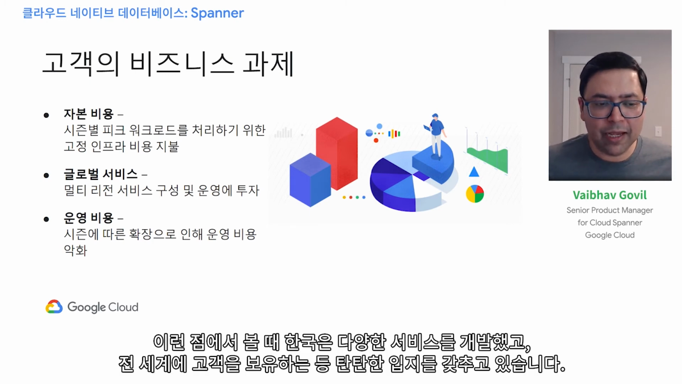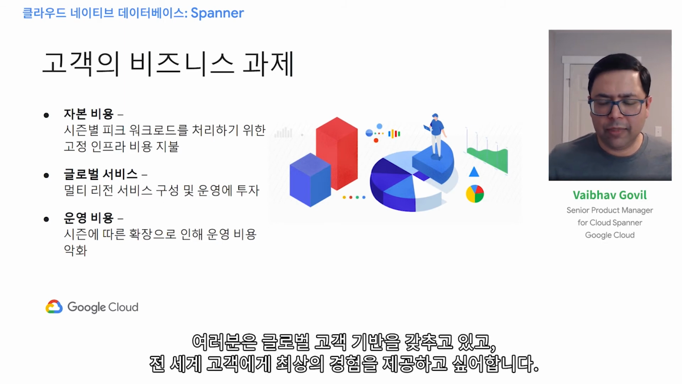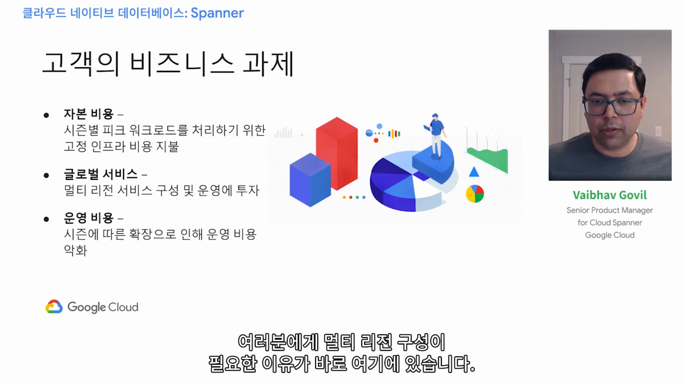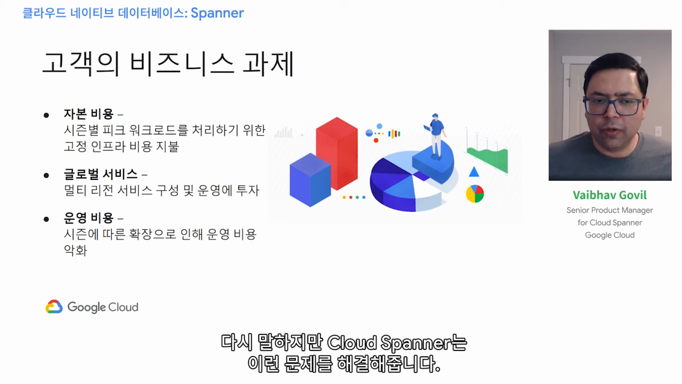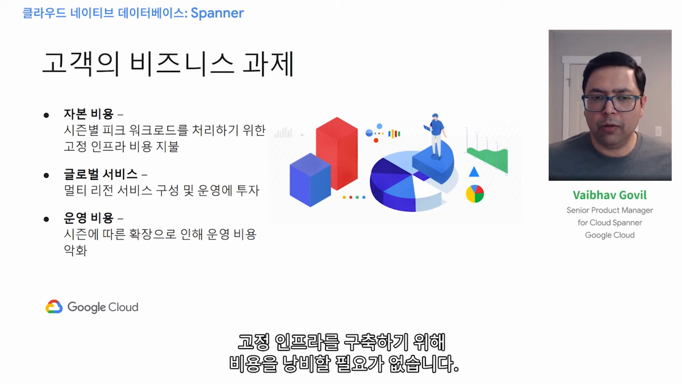Korea in this case has built a lot of services and has great presence. Global presence in the case of customers is very common. So it's very much possible that you have a global customer base. You want to provide the best experience possible for your customers, and that's why you need a multi-regional presence. And that means more cost, more infrastructure. Again, Spanner offers that. You don't have to spend the money to get that fixed infrastructure.